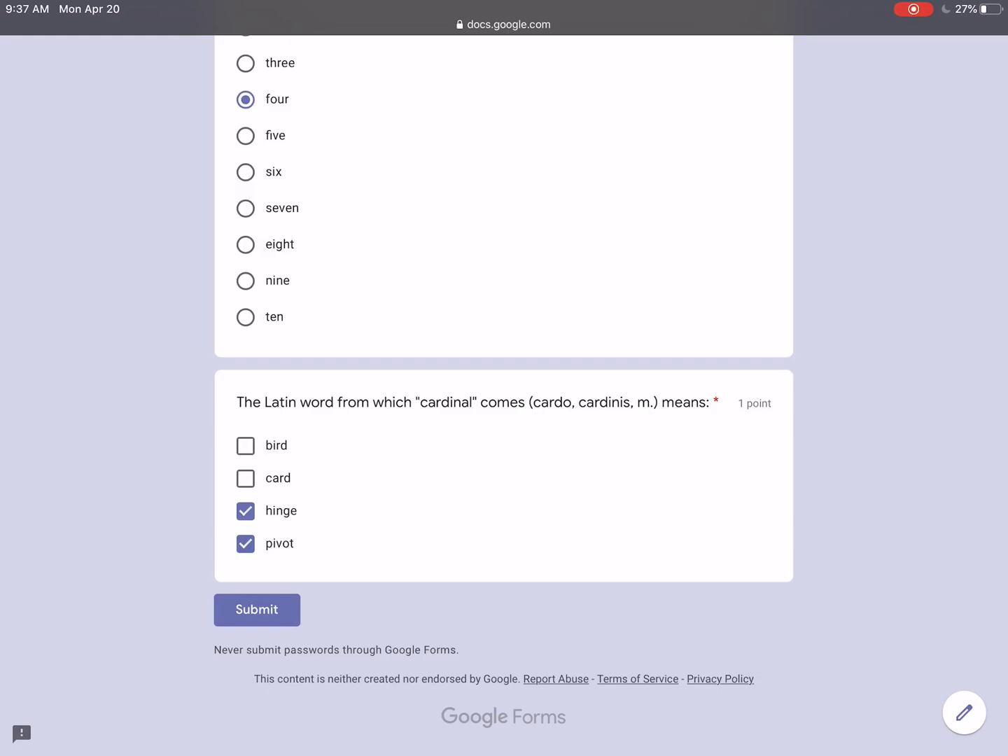Actually, I'm not entirely sure. I don't think the bird has anything to do with this word. Okay, I'll have to do some research. Anyway, hinge or pivot.